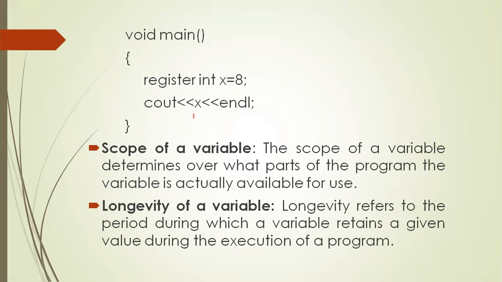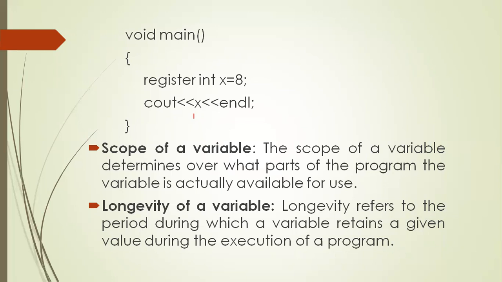Next, cout x means the processor checks the register. If the value of x is available in the register, display it. If not available, then it will go to the memory location. But in this example, only one variable is there, so no problem. It will be considered as a register variable only.